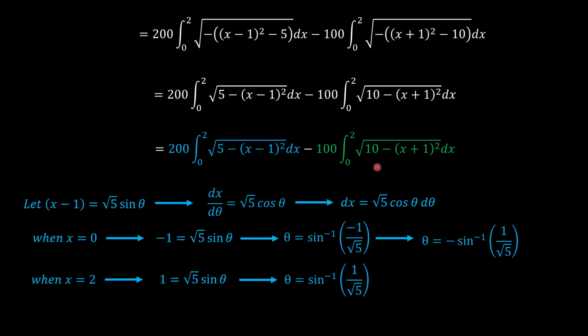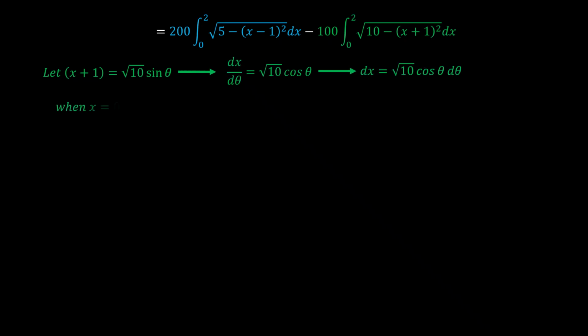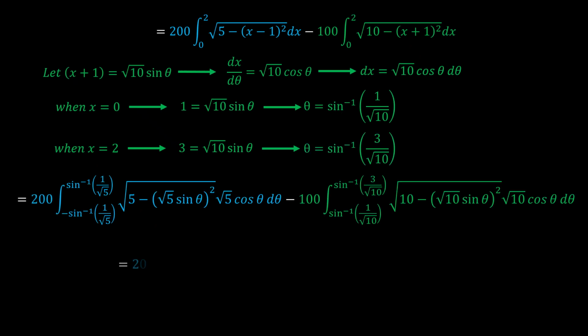Then let's again do the same thing for the second integral. I'll choose to use the same variable theta, but in this situation I would say let x plus 1 be equal to square root of 10 sine theta. So with that in mind, dx d theta is square root of 10 cosine theta, so dx equals square root of 10 cosine theta d theta. And when x equals 0, we have 1 plus 0 equals square root of 10 sine theta, and therefore theta equals the arcsine of 1 over root 10. When x equals 2, it means that 3 equals root of 10 sine theta, and therefore theta is the arcsine of 3 over root 10.